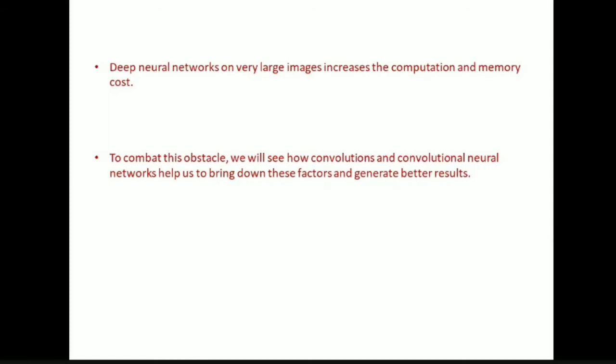Our network cannot successfully identify, or cannot successfully generate the captions, right? So in order to avoid this problem, or to fight with this obstacle, we'll see how these convolutional neural networks are helping us to bring down the computational cost and memory cost. Reducing the computations, reducing the memory cost, and thereby generating better results.